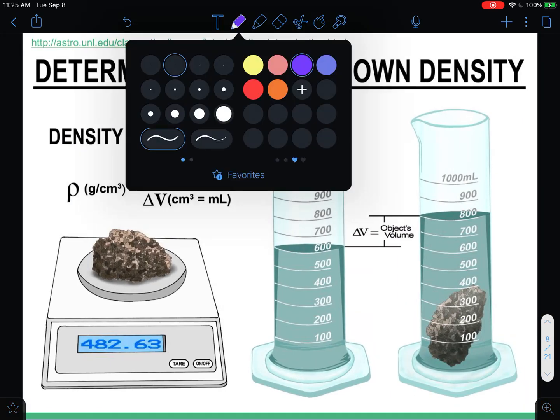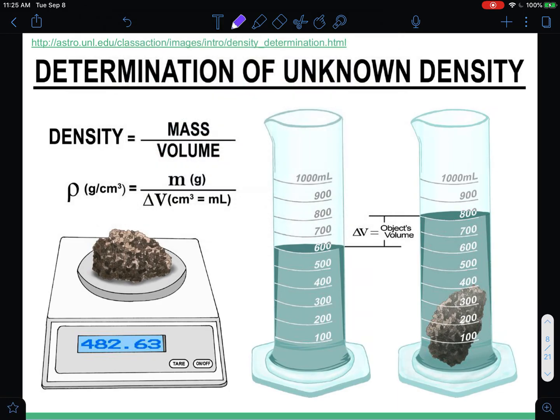All right, now let's practice calculating density with displacement. For this example, I'm not going to worry about sig figs, but how we will calculate density is with the mass, 482.63 grams, and we are going to divide it by the volume. We'll take the change in volume, so it started at 600, ended at 800. Therefore, that rock has a volume of 200 milliliters. We will divide that out, and we'll get about 2.4 grams per milliliter.